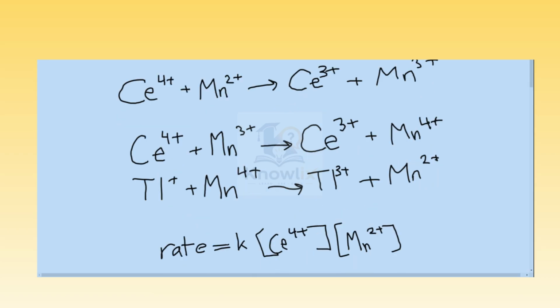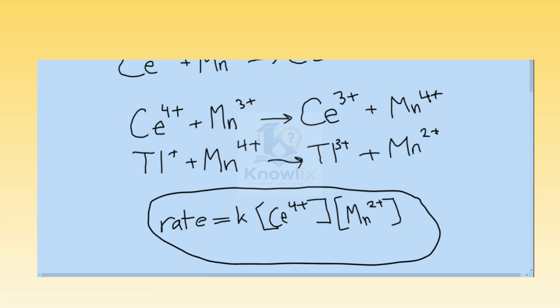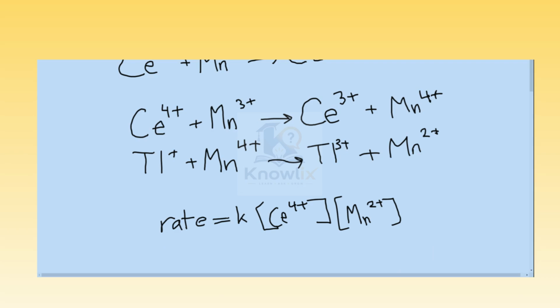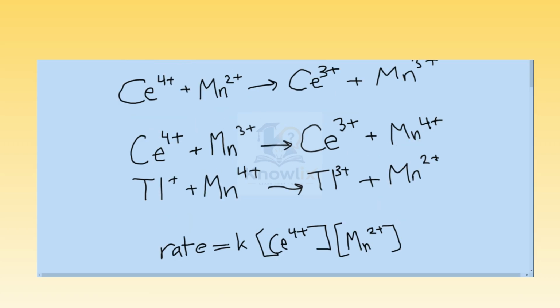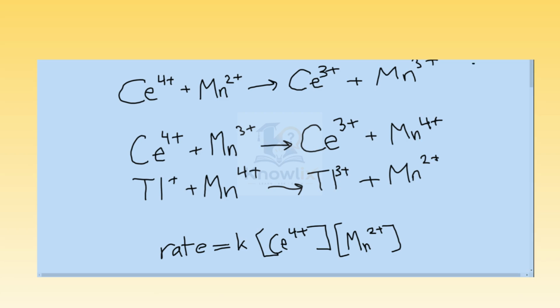So now that we've identified what each of these components is, what about we take a look at this rate? The rate depends on the concentration of cerium 4 plus and manganese 2 plus. So which step is rate determining? Well, we see here in the first step, we have one molecule of cerium 4 plus colliding with one molecule of manganese 2 plus and reacting. That would give us this rate law here. So that means that the very first step is the slow step.